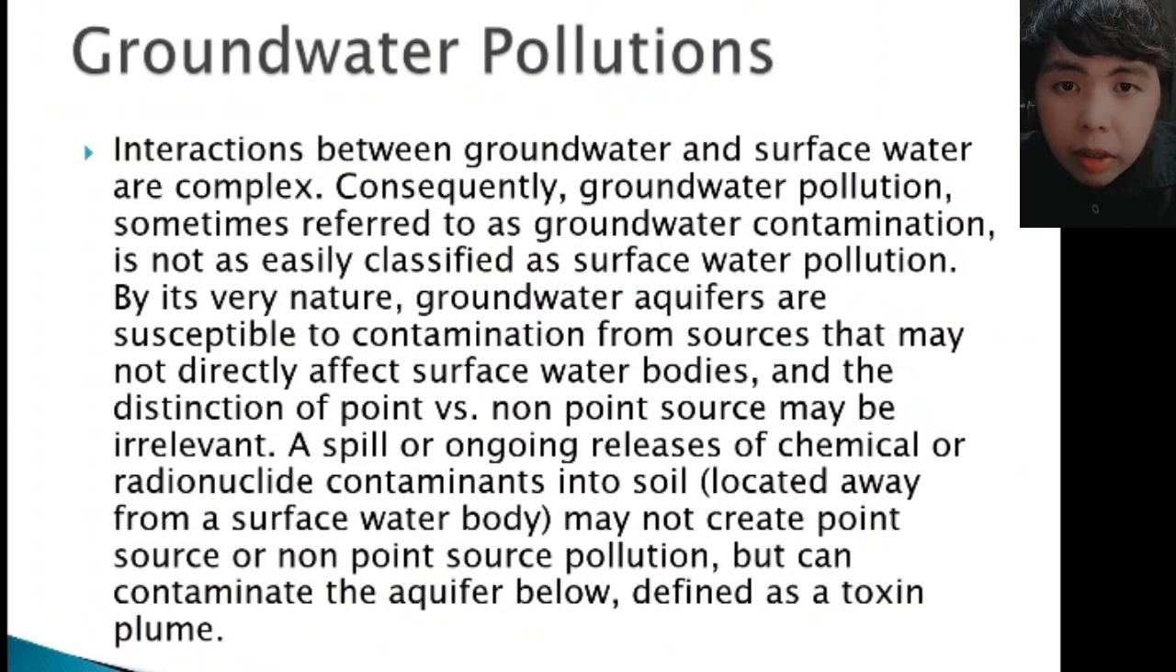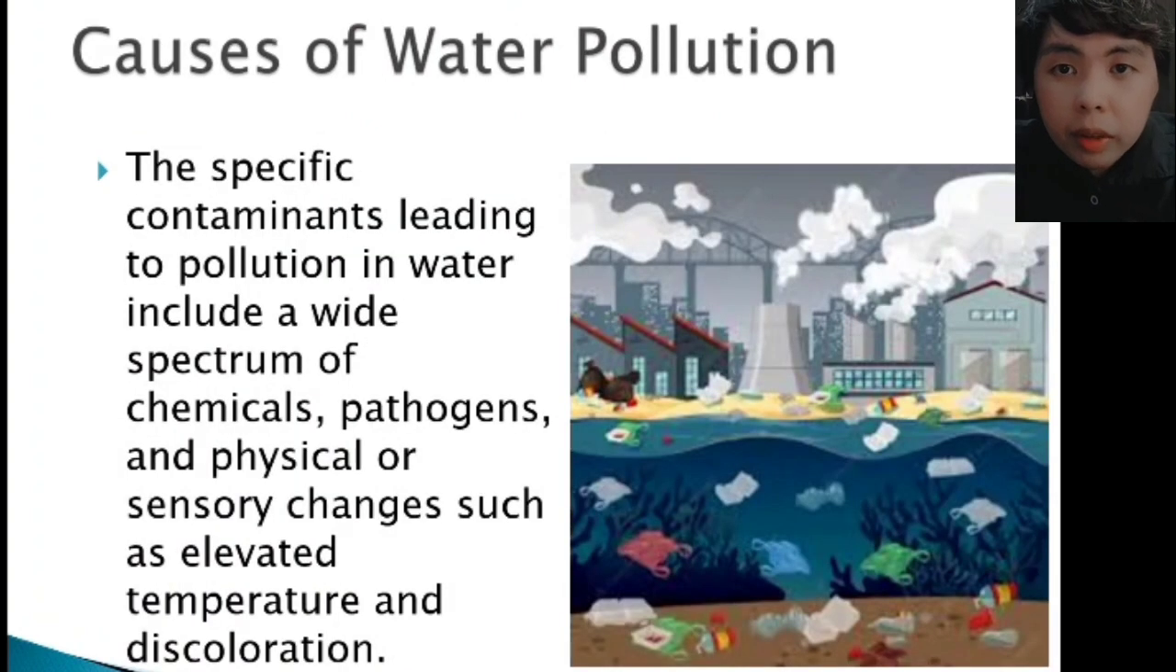A spill or release of chemical or radiation contaminants in soil located away from a surface water body may not create point source or non-point source pollution, but can contaminate the aquifer below. Causes of water pollution. The specific contaminants leading to pollution in water include a wide spectrum of chemicals, pathogens, and physical or sensory changes such as elevated temperature and discoloration.